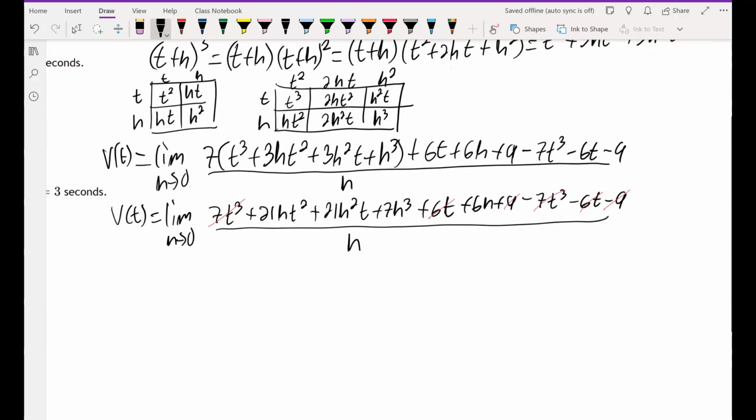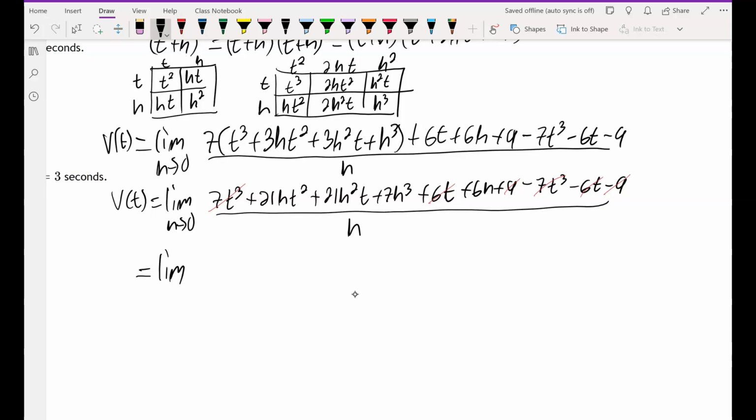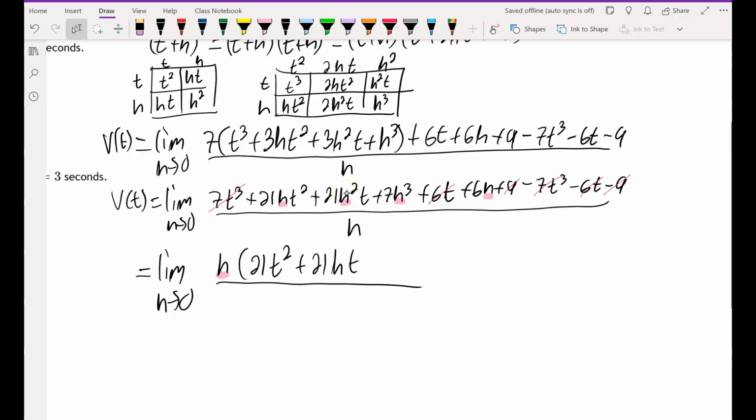And then we notice that the numerator, all the terms have an h in common. So I'm going to underline all the h's. And so that lets us know that we could take out an h from each one of the remaining terms. So the 21ht squared, we'll remove that one h, and so that will leave us with 21t squared for the first term. For the second term, we'll remove one of the h's, so that will leave us with 21ht. The third term, which is 7h cubed, we take out an h, so that leaves us with 7h squared.